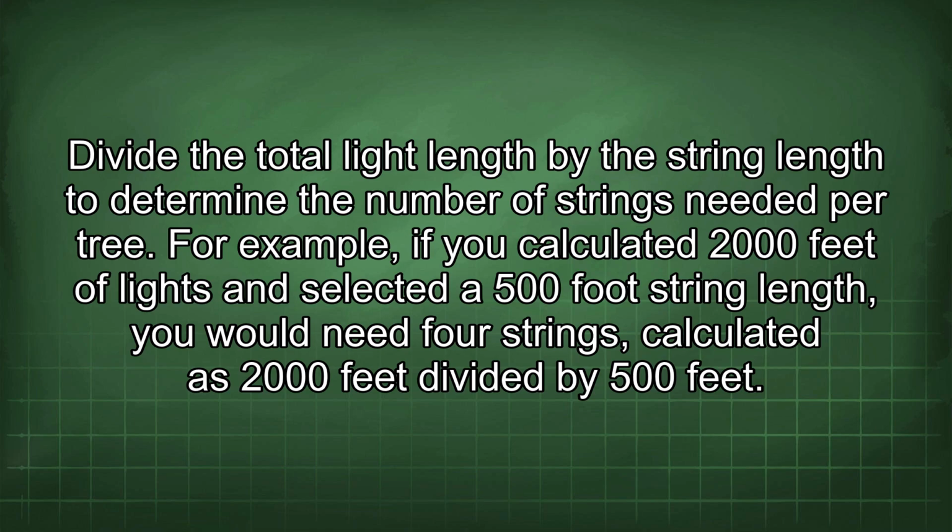For example, if you calculated 2,000 feet of lights and selected a 500-foot string length, you would need 4 strings, calculated as 2,000 feet divided by 500 feet.